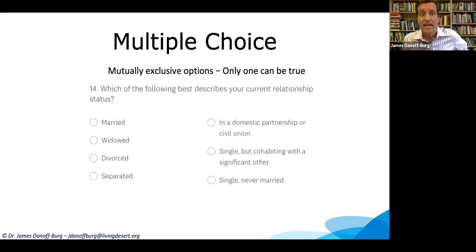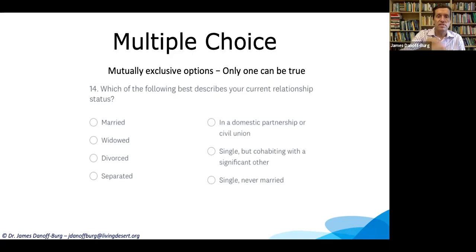So we cannot simultaneously be, well, legally, we cannot simultaneously be married, widowed, divorced, and separated all at the same time. So what is your current relationship status? If you're married now, even though you may have been widowed and divorced before, married is what you would put. Right? If your current status is single, but you were divorced, you would check divorced.